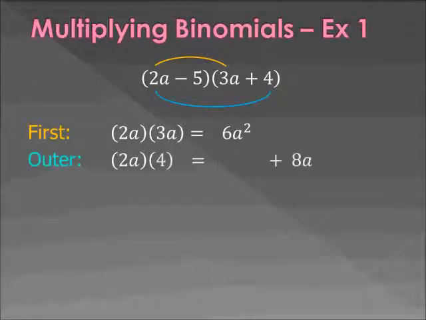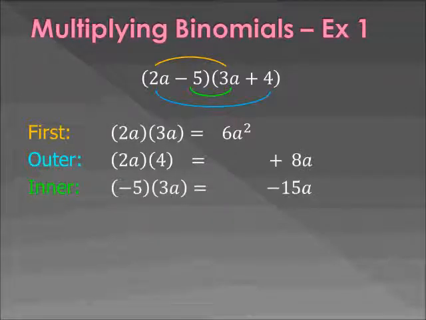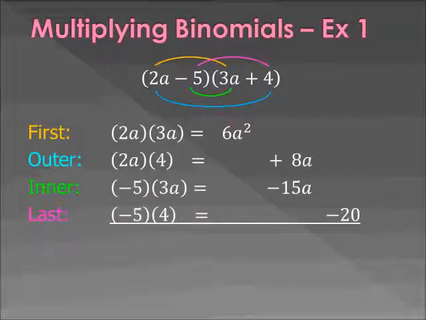The blue is the outer terms. 2a times 4, that gives us a positive 8a. Next we have the inner terms, which is green. Negative 5 times 3a, which gives us negative 15a. And last but not least, the last terms. Negative 5 times 4, which gives us negative 20. We add all those together, and we get 6a squared minus 7a minus 20.